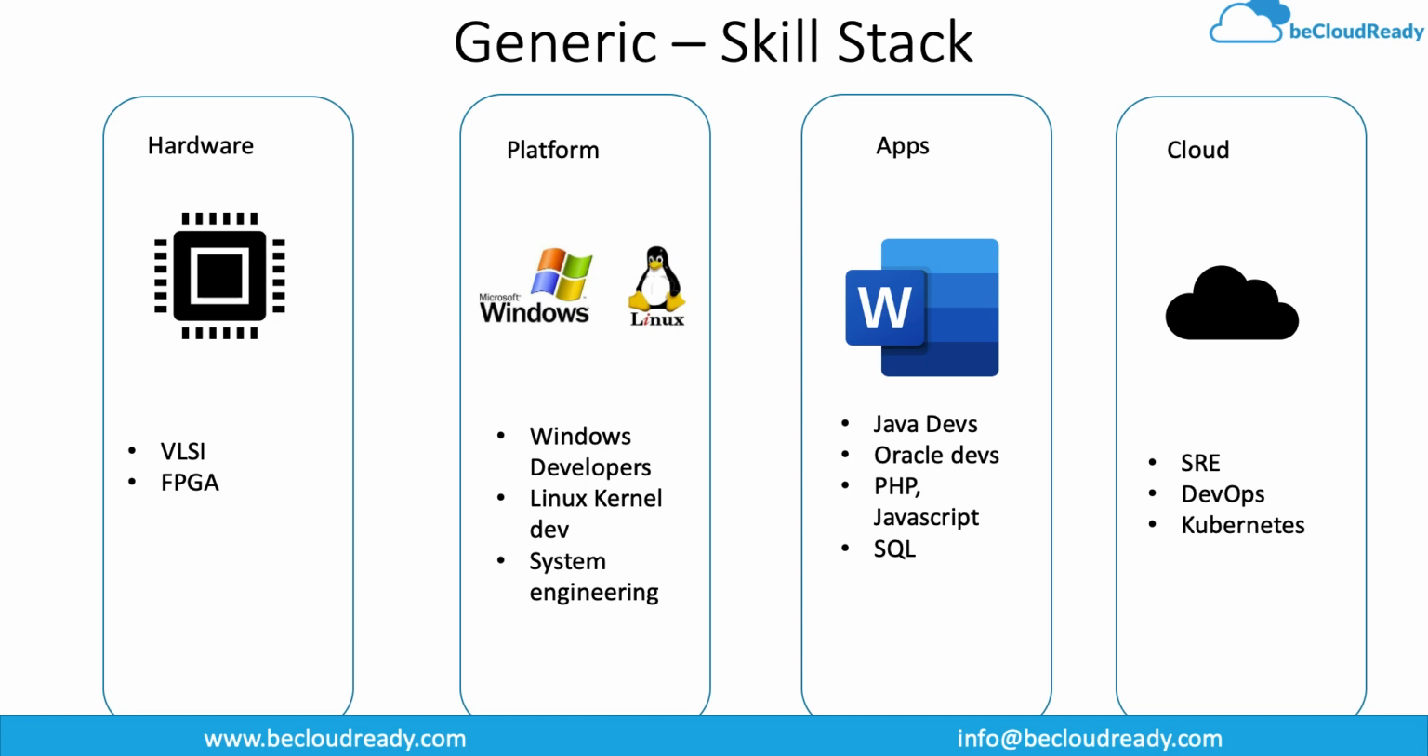So if I am talking about the generic skill sets in a PC or server based architecture: for hardware we are talking about VLSI, FPGA engineers, embedded engineers. On the platform side, you're talking about Windows developers, Linux kernel developers, system engineers. On the application side, you're looking for Java developers, Oracle developers, PHP, JavaScript, SQL. And on the cloud side, you are talking about SRE, DevOps, Kubernetes administrators. So these are the generic skill sets you can think of.